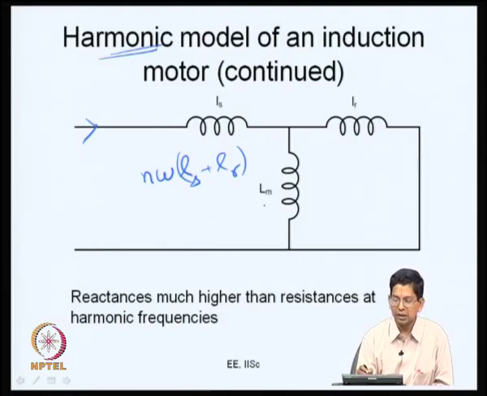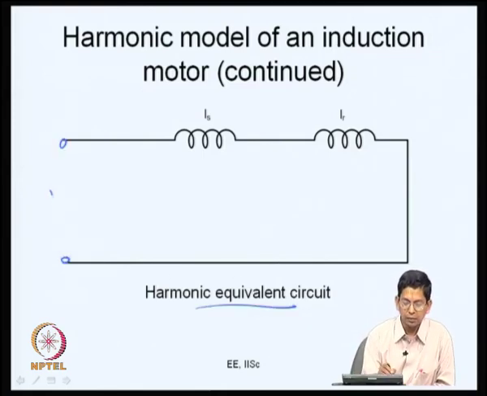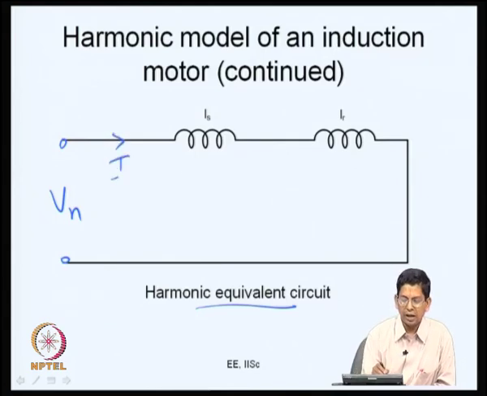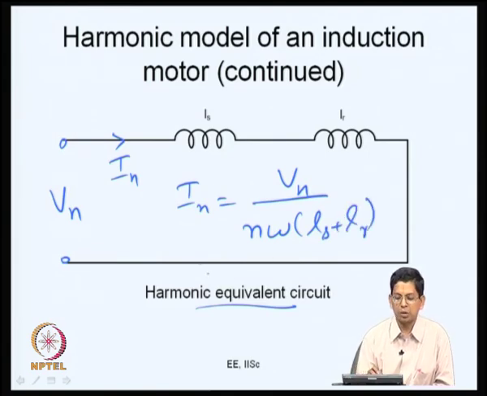If you go further, this inductance is much larger than this inductance. So, this inductance is practically like an open circuit, or the parallel combination of these two is almost dominated by this, it is almost close to this value of inductance, and that is what we get here. This is what is called a harmonic equivalent circuit of an induction motor. A harmonic voltage that is applied essentially sees an induction motor as equal to its total leakage inductance. So, if you want to calculate the I n, this I n is simply equal to V n divided by n omega (L s plus L r), is that right? So, this is the reactance pertaining to the leakage reactance. So, you can very easily calculate that.